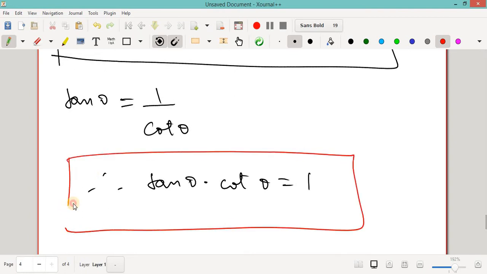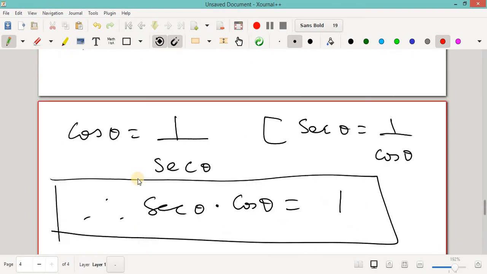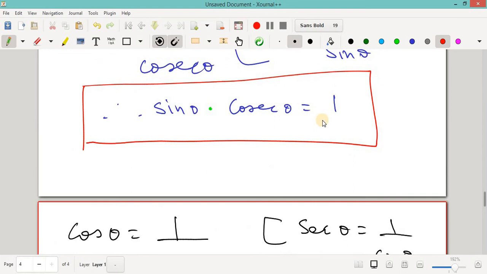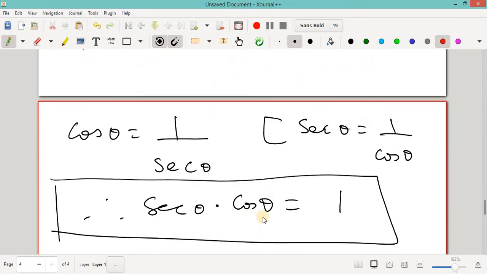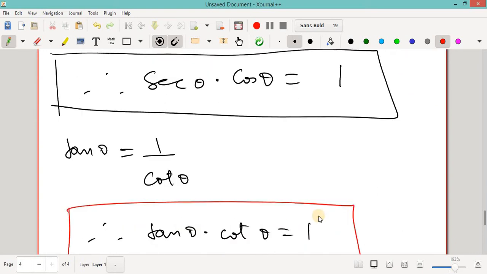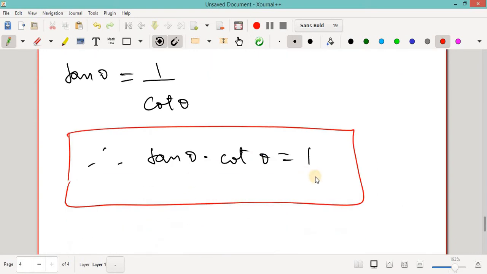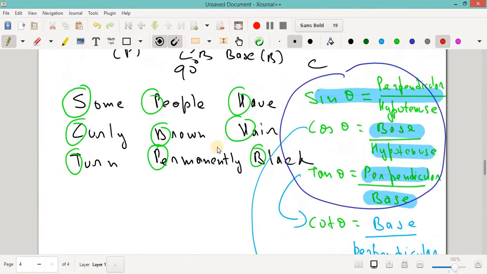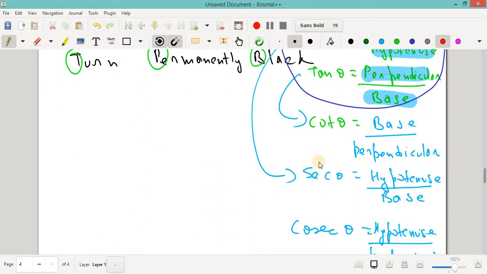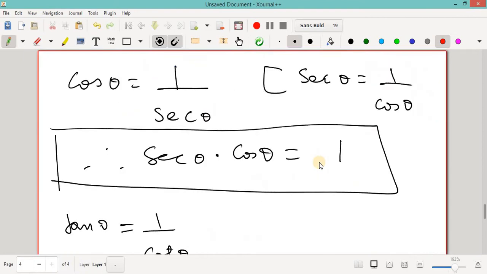Remember one thing, that sin theta into cosec theta is 1, first of all. Second thing, sec theta into cos theta is equal to 1. And next one is your tan theta into cot theta is 1. These three important formulas we have done. And before that we have done what? This one. From this we can analyze sin theta, cos theta, tan theta, cot theta, sec theta, cosec theta.